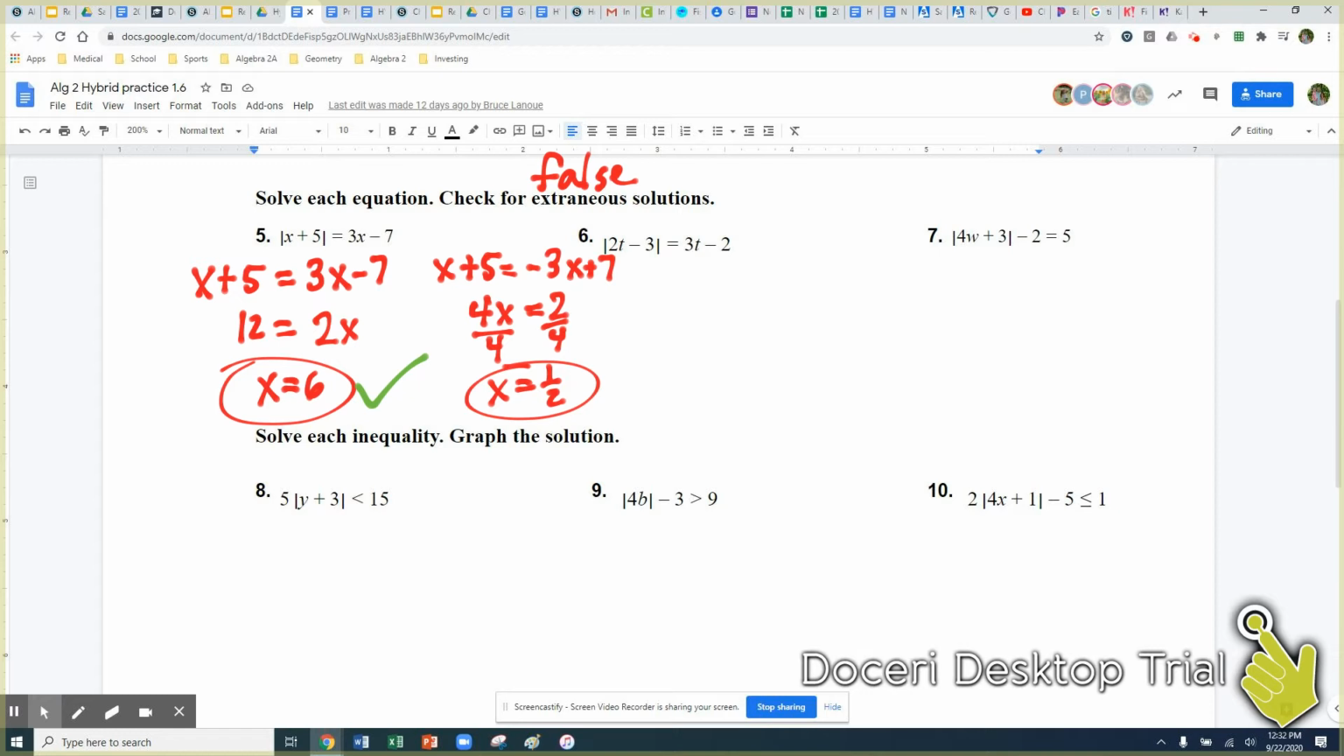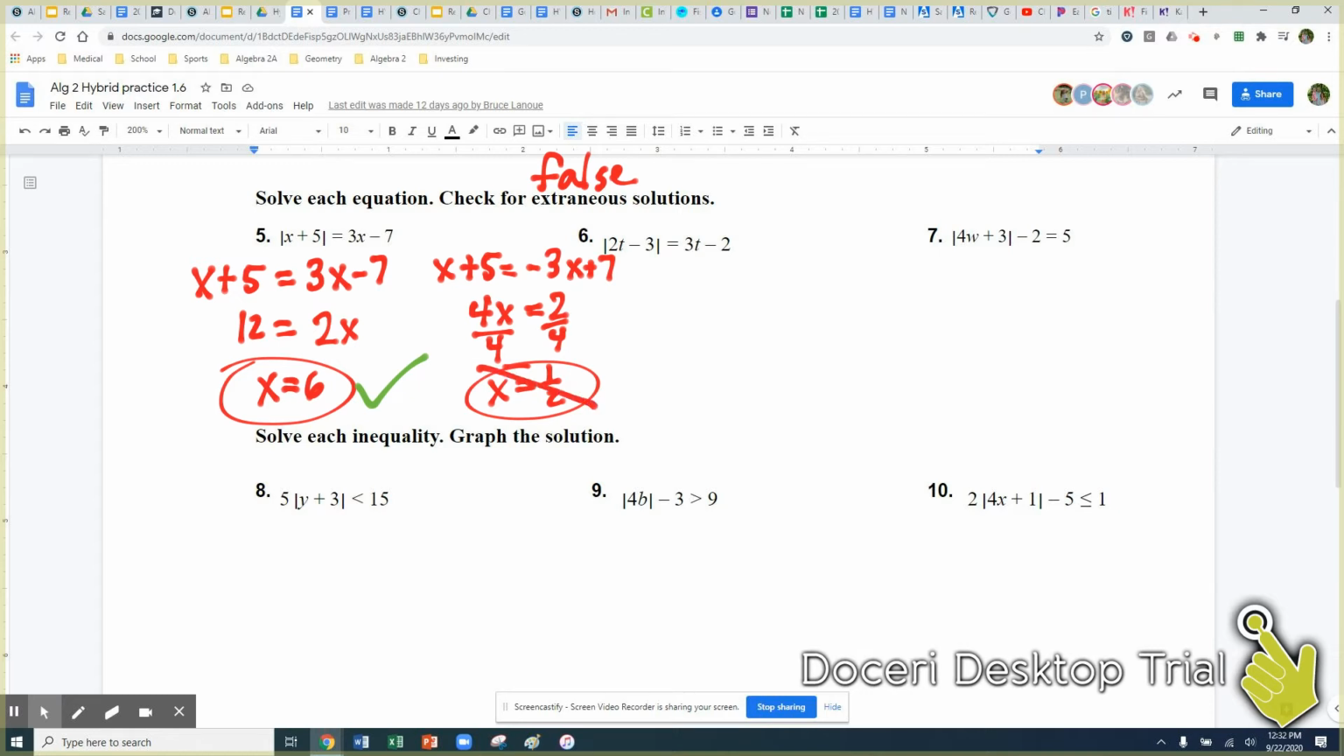So 1/2 plus 5 would give me 5.5. You guys agree with that? How far is 5.5 from 0? 5.5. Okay, so that's positive 5.5 on the left side. Here, this is going to be 1.5. Take away 7, that's going to bring you down to negative 5.5. So does 1/2 work? No. So we're just going to cross that answer out.